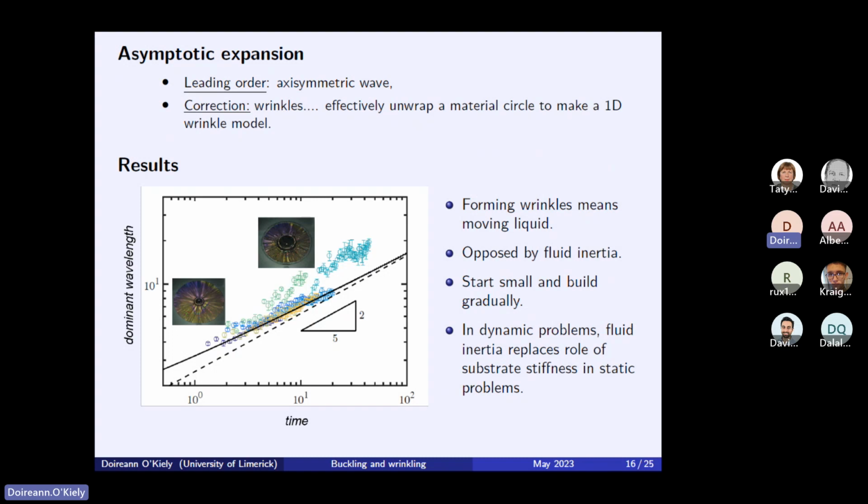Okay, and that makes sense conceptually, because if you want to form wrinkles, then you have to move liquid. If you want to move liquid, you have to fight against the inertia of that liquid. So you have to start with very small wrinkles and then build up gradually. And so in these dynamic problems, fluid inertia plays the role of a competing stiffness, whereas in static problems, you would have had buoyancy playing that competing role.